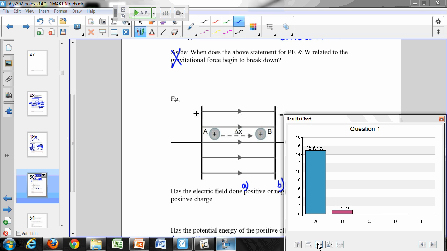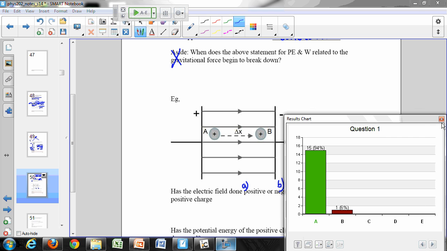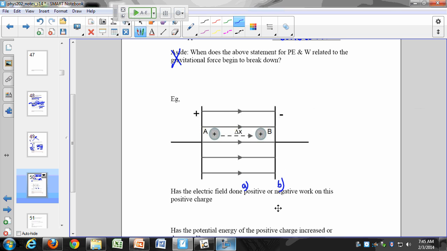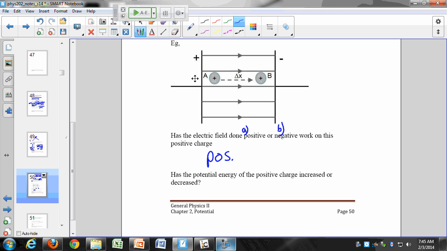So A is right. It's done positive work because the force and the displacement are in the same direction. So we've done positive work. And has the potential energy of the charge increased or decreased? A increased, B decreased.